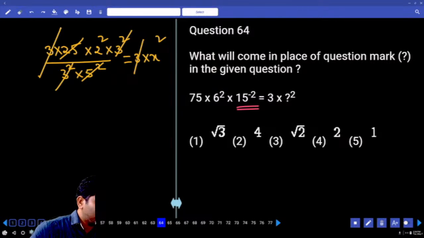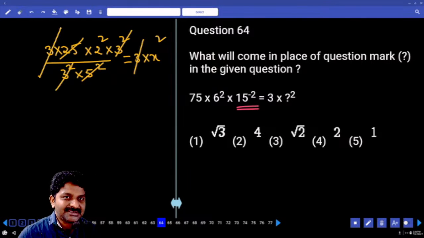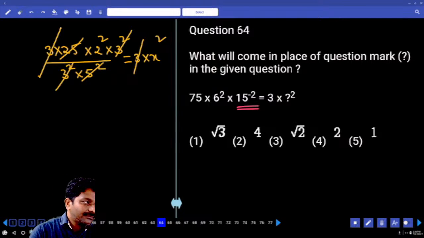2 square, not 4. 2 square is x square. X is equal to option 4.